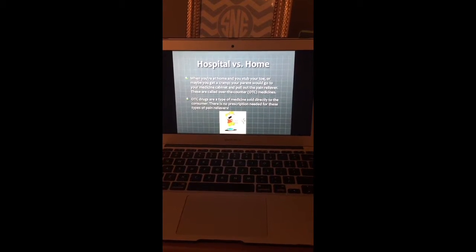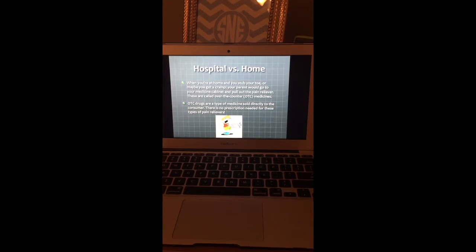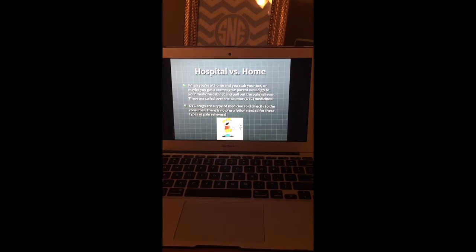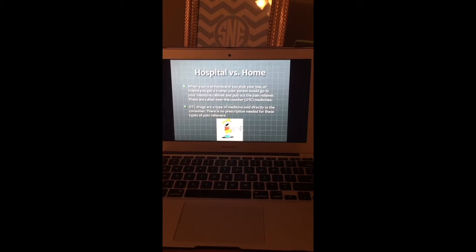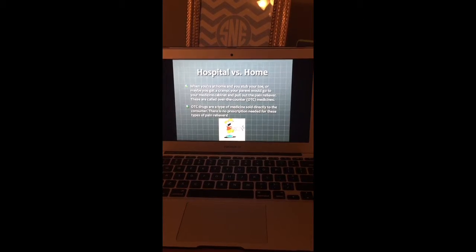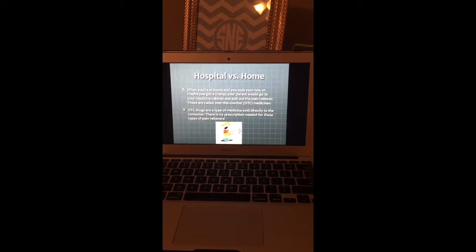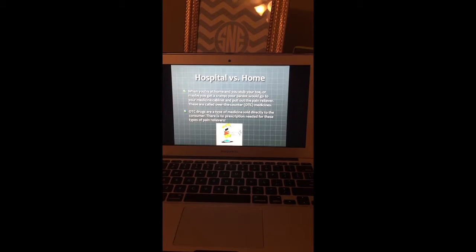Hospital versus home. When you're at home and you stub your toe, or maybe you get a cramp, your parent would go to the medicine cabinet and pull out the pain reliever. These are called over-the-counter medicines, or abbreviated OTC. OTC drugs are a type of medicine sold directly to the consumer. There is no prescription needed for these types of pain relievers.